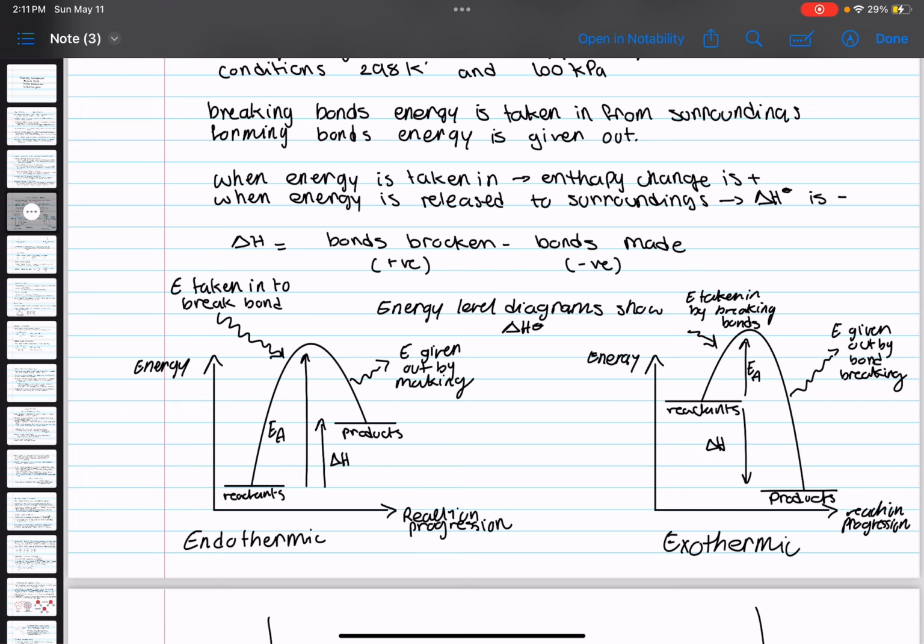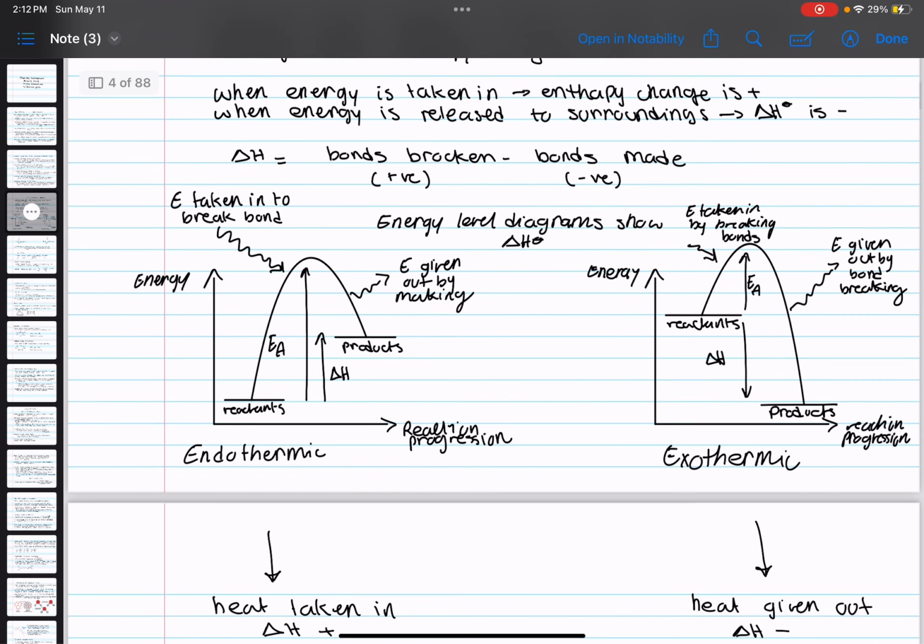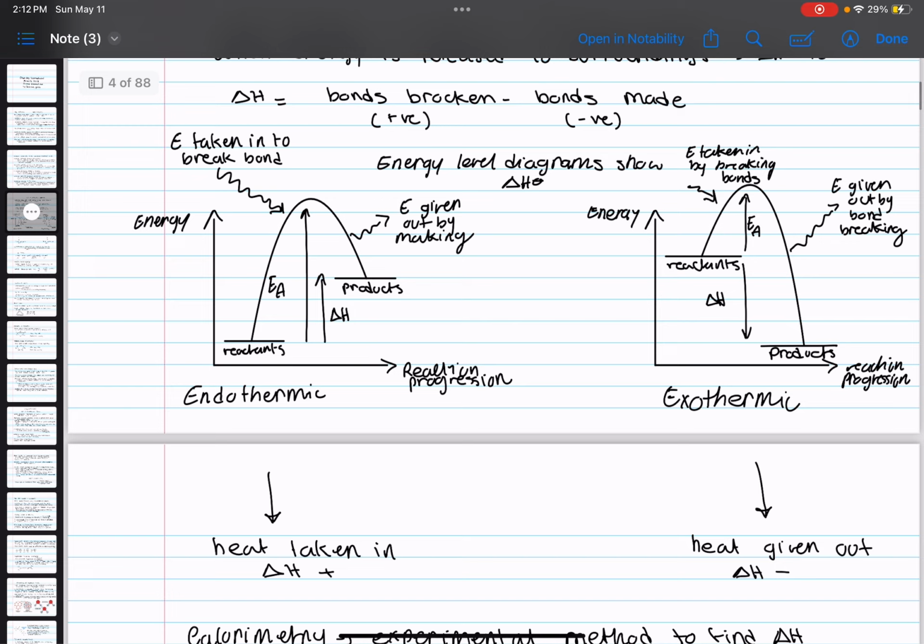When energy is taken in, enthalpy change is positive. When energy is released to the surroundings, delta H is negative. Delta H means bonds that you break minus bonds that you make. So positive minus negative.